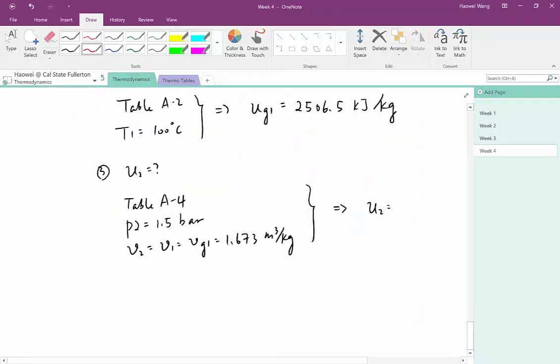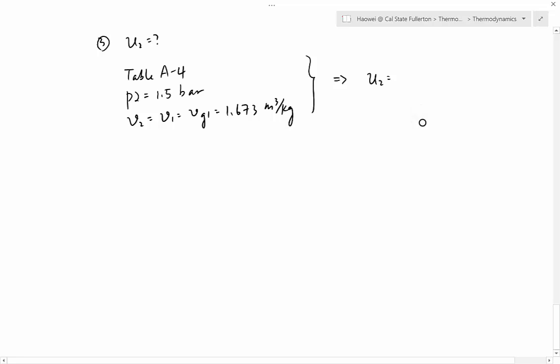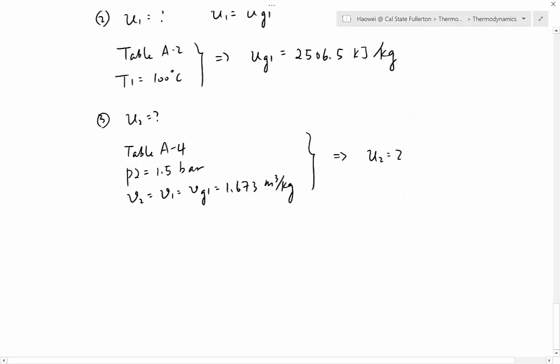Okay, you can do interpolation yourself because we've practiced several times. You can do it either by hand or, for example, with the help of Excel. Okay, so U2 through interpolation is 2767.8. And don't forget a unit, kilojoule per kilogram. You need to find it through interpolation.